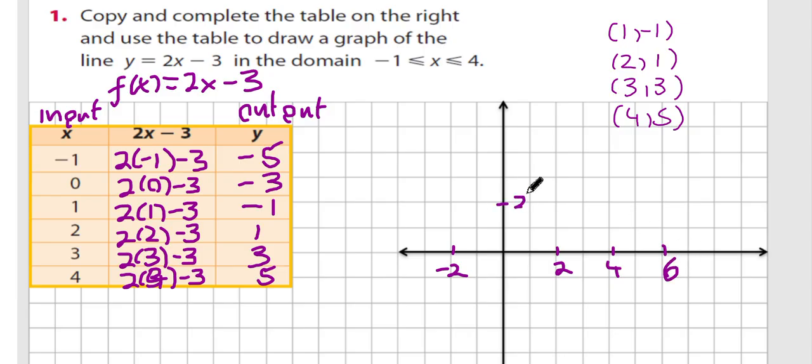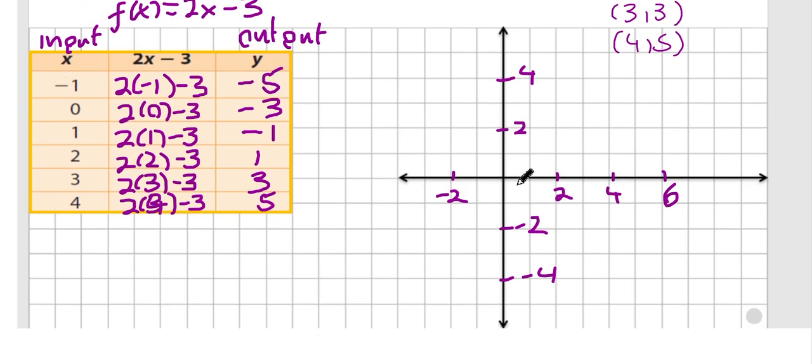And you're going to go 2. Do you notice the way I'm just doing it in 2s? That's to save myself a lot of hassle. And here's what we're going to do. The first one is minus 1, minus 5. Minus 1, minus 5 is located down here. The next one is 0, minus 3. 0 here, minus 3 down here.